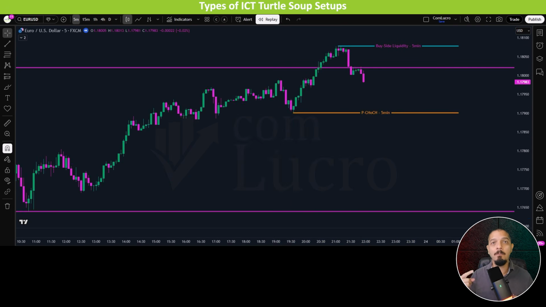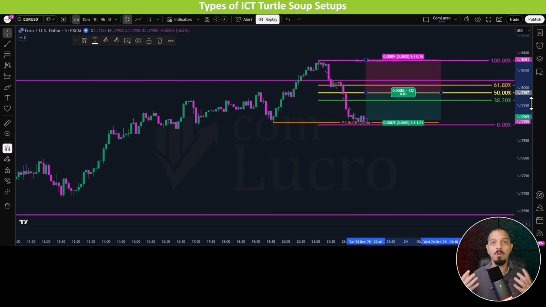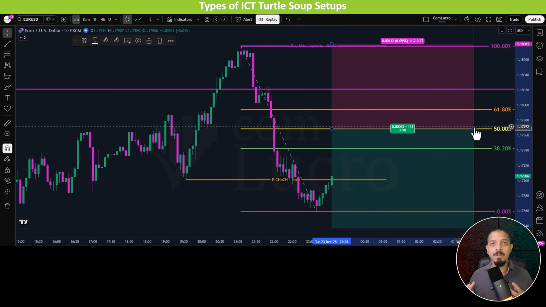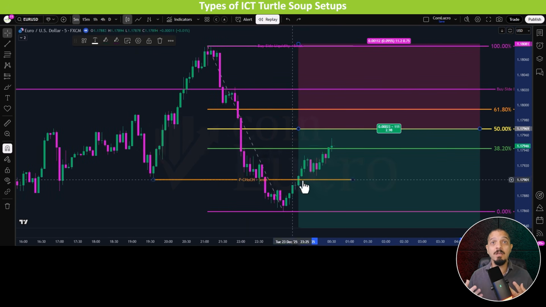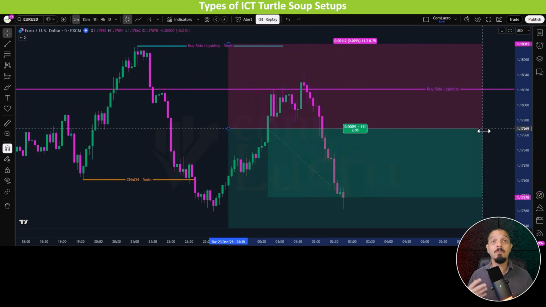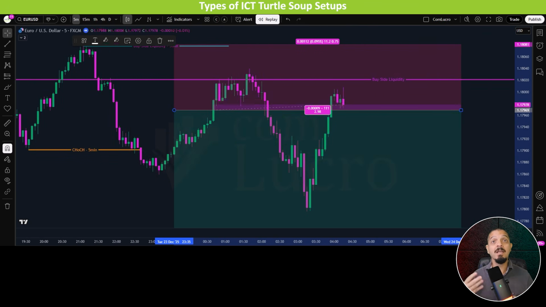Here, you wait for a bearish market structure shift or a bearish change of character on the lower time frame. This occurs when price breaks below a key internal swing low after the sweep, showing that bullish control is weakening and that price is no longer accepting higher levels.